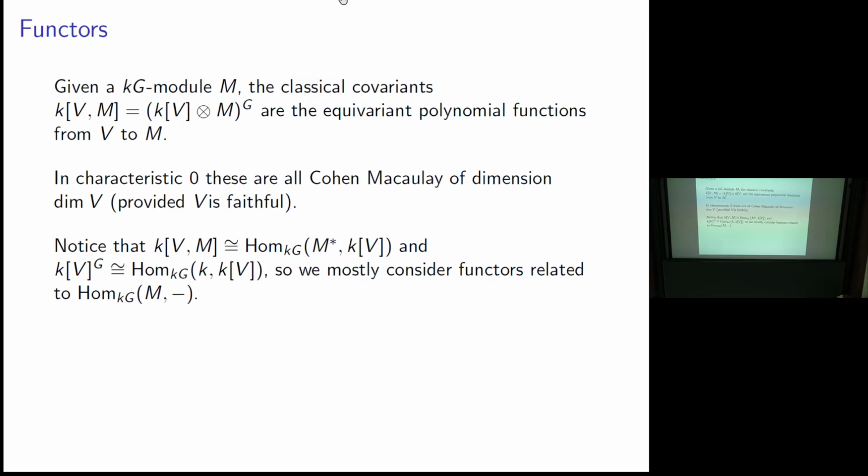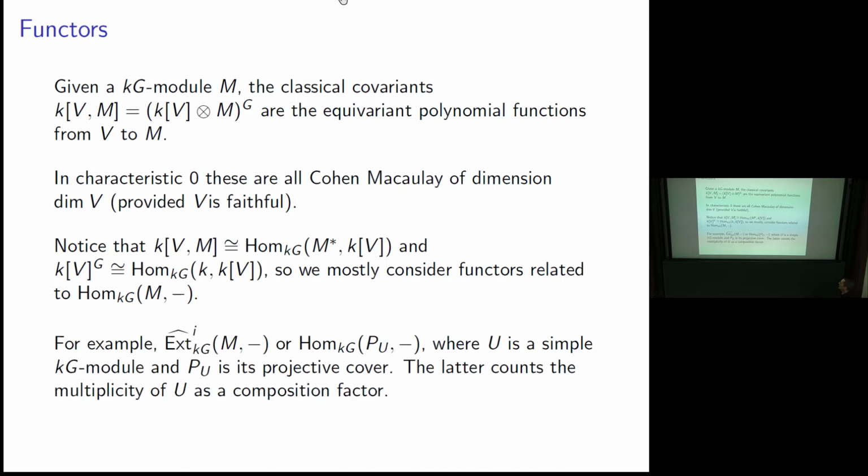But I'd rather turn this around. So now I do want a star, right? It's Hom from M star to k[V]. And so I prefer to look at Hom of something rather than tensoring and taking invariants. And it's a nice functor, right? So we're going to look at various functors related to Hom of M into the thing, right? So if you take M to be the trivial module, that's the invariants.